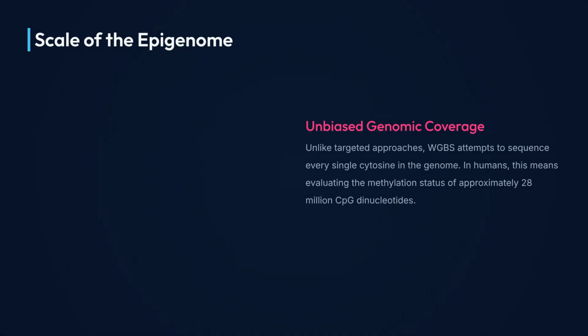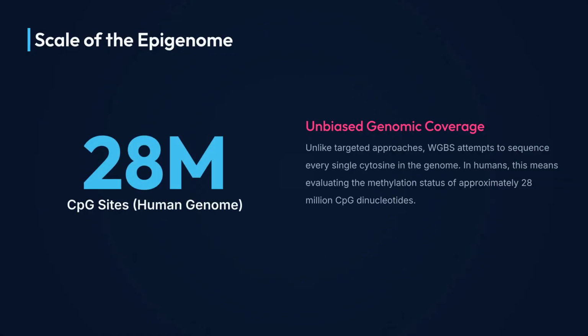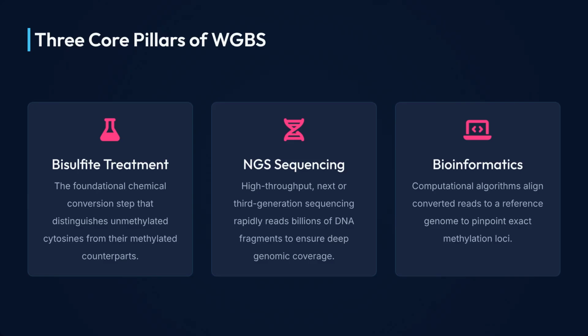In the human genome, this involves evaluating the methylation status of approximately 28 million CpG dinucleotides, ensuring that no regulatory region or enhancer escapes epigenetic analysis. The three core pillars of WGBS are bisulfite treatment, NGS sequencing, and bioinformatics. These steps work together to convert DNA, sequence fragments, and align reads to pinpoint methylation loci.